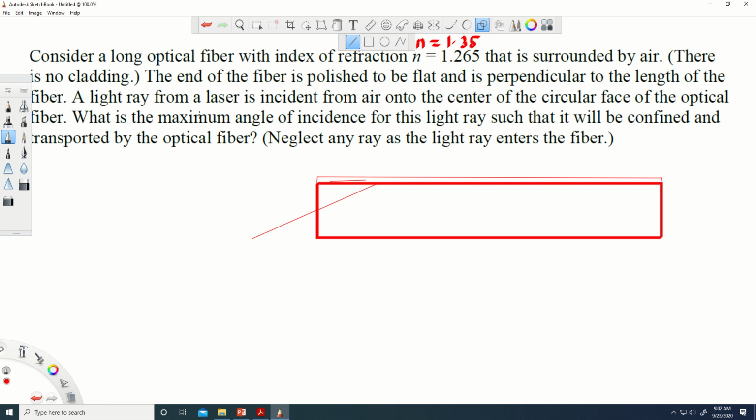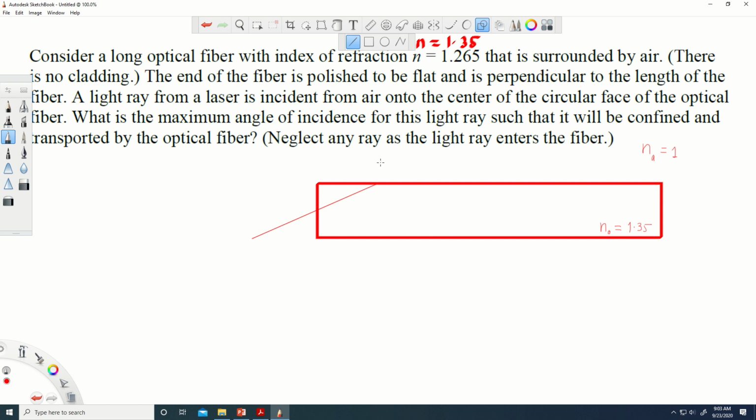But in this problem it says there is no cladding. Instead the outer medium is air, so we don't need to worry about cladding. So our outer medium is air. That means the outer medium has refractive index of 1. And the refractive index in the optical cable, let's call it n0, is 1.35.